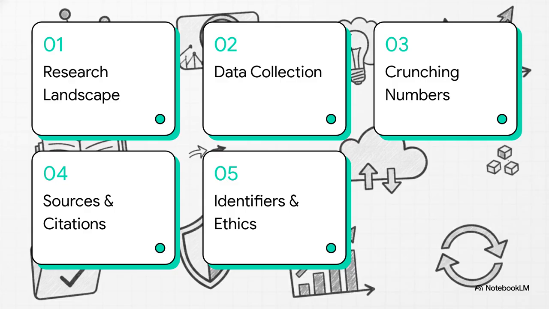Okay, let's take a quick look at our agenda for today. First, the digital research landscape. Second, foundation and data collection. Third, crunching the numbers. Fourth, organizing sources and citations. And finally, number 5, identifiers and research ethics.